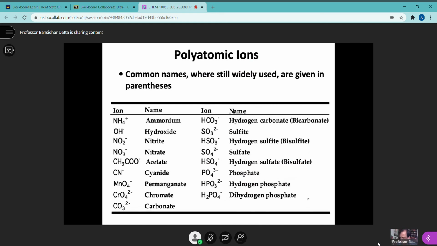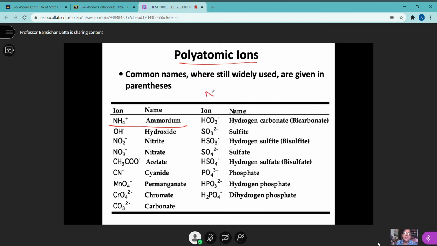As I said earlier, these anions and cations that I gave you are from our periodic table. There are some ions which are a combination of two or more elements, and we call those polyatomic ions. Polyatomic ions could be polyatomic cations or polyatomic anions. There is only one polyatomic cation, and you must remember that this is the ammonium ion, NH4 plus.